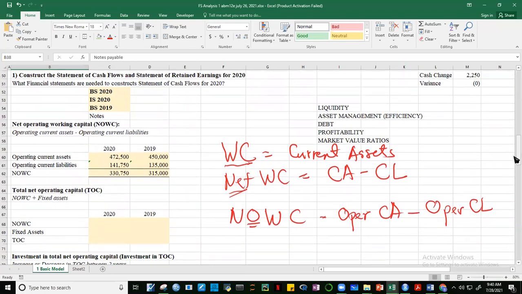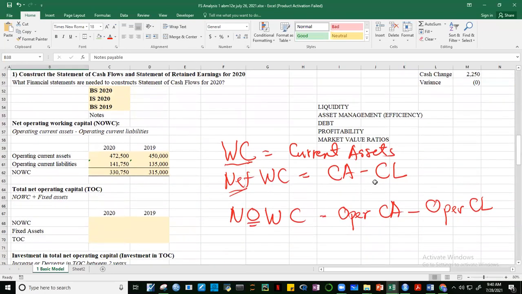Okay? So, ang current assets minus current liabilities, we call it net working capital. Pag dinagdagan na natin ng operating na descriptor, na operating current assets at saka operating current liabilities, yung pangalan natin nagiging net operating working capital as distinguished from net working capital.